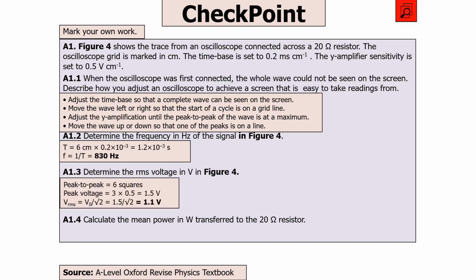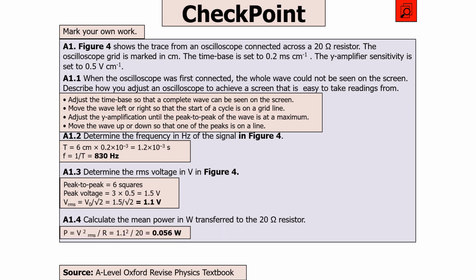Again, you can work out the peak to peak. So the peak to peak is 6 squares, so therefore the peak voltage is 3 squares. It's better to do the peak to peak because you'll have a lower percentage uncertainty, then halve it. Therefore you work out the voltage is 1.5 volts, but using your scale factor, Vrms is V0 over square root 2, so therefore it's 1.1 volts.